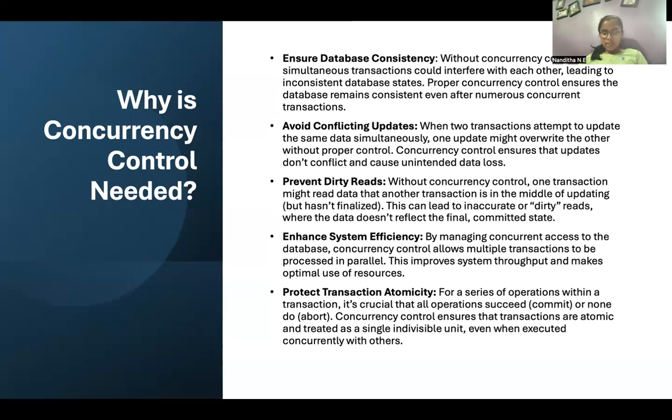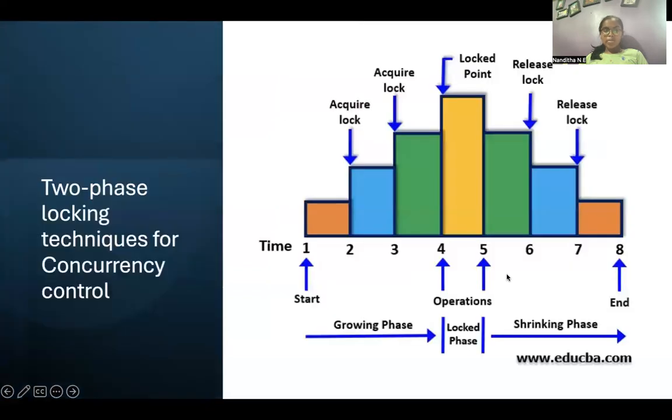Protecting atomicity, or transaction integrity. For a series of operations within a transaction, it is crucial that all operations succeed or none do. Concurrency control ensures that transactions are atomic and treated as a single individual unit even when executed concurrently with each other. This is the two-phase locking technique of concurrency control diagram.